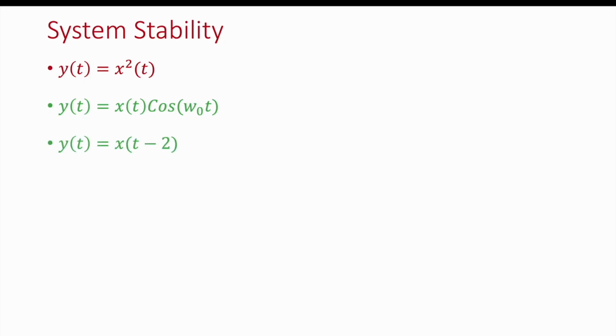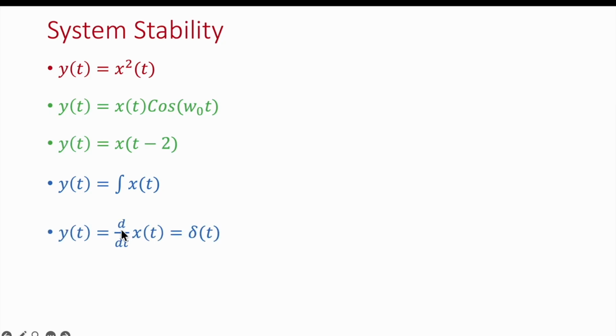Third response, y of t is equal to x of t minus 2. So again it is a shifted version. So you can take the unit step as a shifted version. So again the unit step is a stable system. But if you take the integral of the input, and you know that the integral of the unit step is the ramp signal, and the ramp is unbounded, which means that the system is unstable.